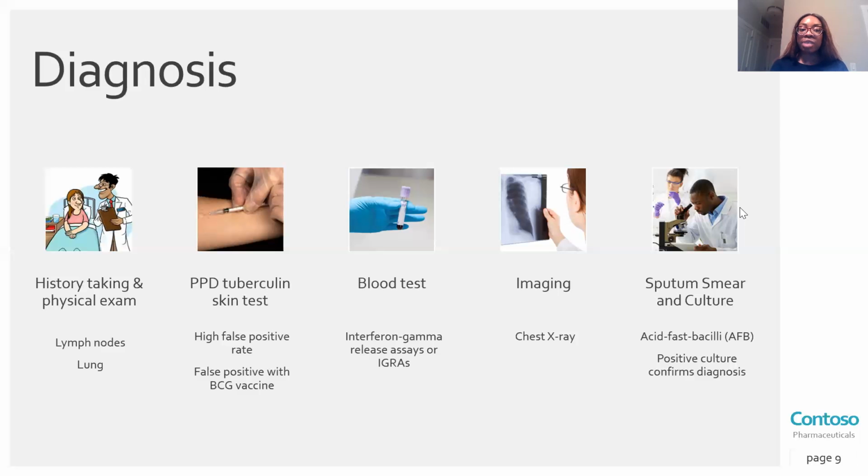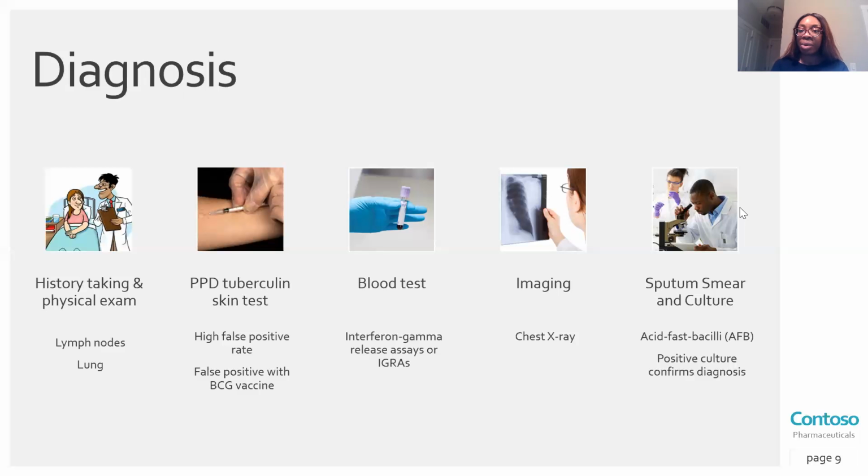Also, another thing is if you've had the BCG vaccine, this test is more suited for you than the PPD test. We can also do imaging. The most common is the chest x-ray, and this is just to check for any fibrosis or cavitation and anything that signals that this person is infected with tuberculosis.